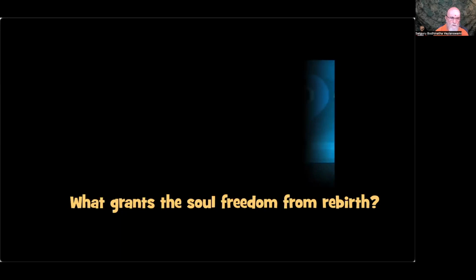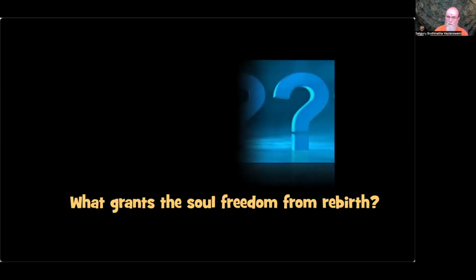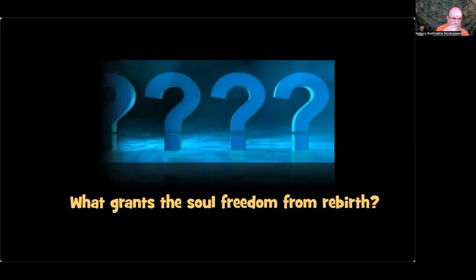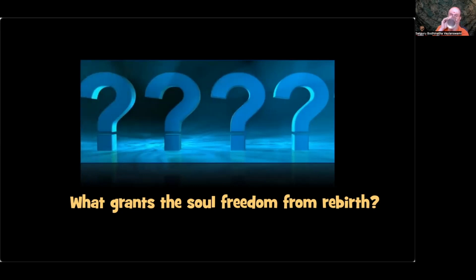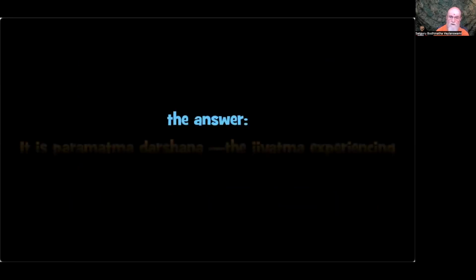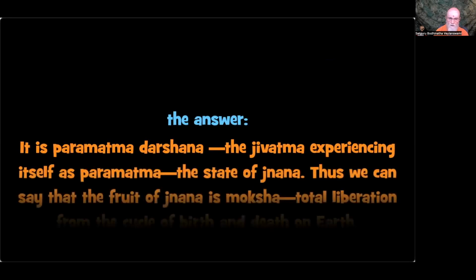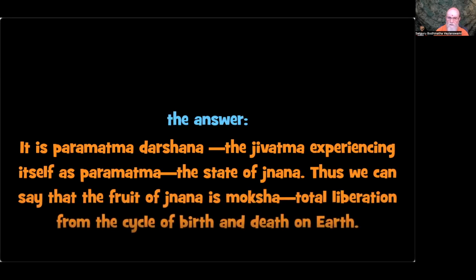So the question for you is, what grants the soul freedom from rebirth? We all know the answer, but what's the answer in the terminology of this particular talk? It is Paramatma Darshana, the Jivatma experiencing itself as Paramatma, the state of jnana. Thus we can say that the fruit of jnana is moksha, total liberation from the cycle of birth and death on earth. So that's why it's important, otherwise we keep being reborn.